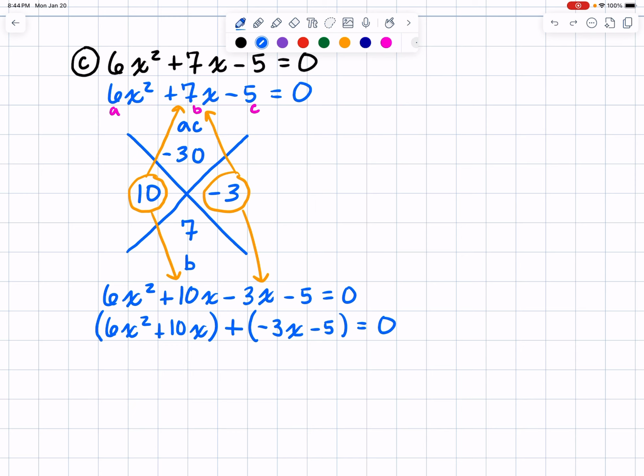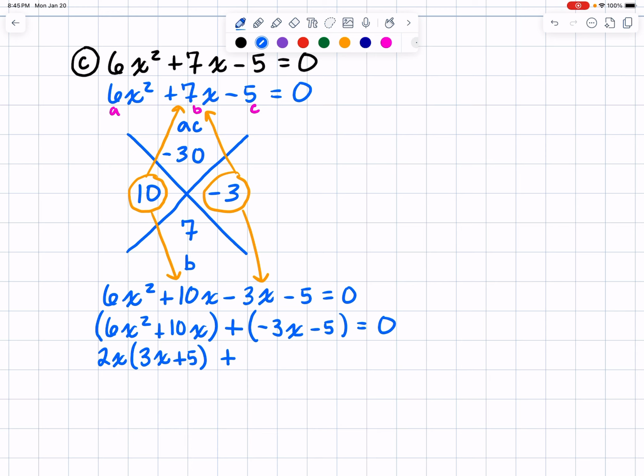Okay, so now we want to pull out all common factors. We just want to factor these two. On the left-hand side, the common factor between 6x squared and 10x happens to be 2x. So I'm going to pull out a 2x. So what does that leave me with? Well, over here with the 6x squared, that will leave me with 3x. And then when I pull 2x out of 10x, that will leave me with a plus 5. Bring down my plus sign.